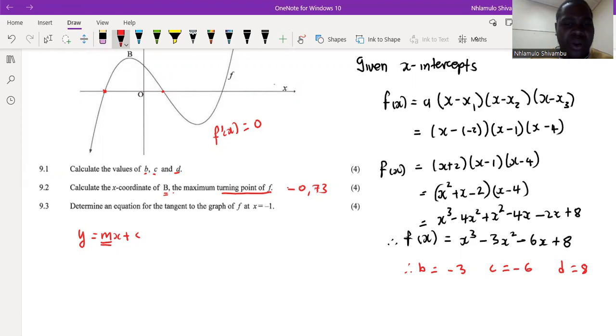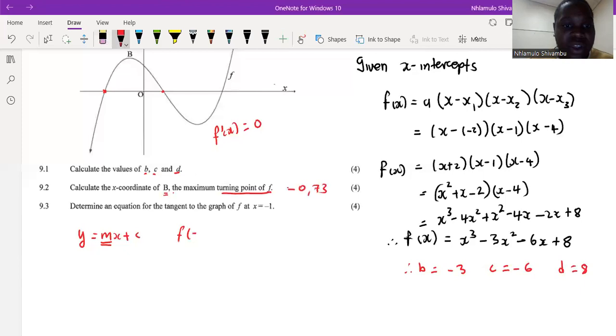So we're given the point of contact, which is x equals minus 1. We have the x value of the point of contact. Always make sure that you have both the x and the y value of the point of contact. So we're going to use the equation of the curve to get the y value, and then we're going to substitute minus 1 for x.